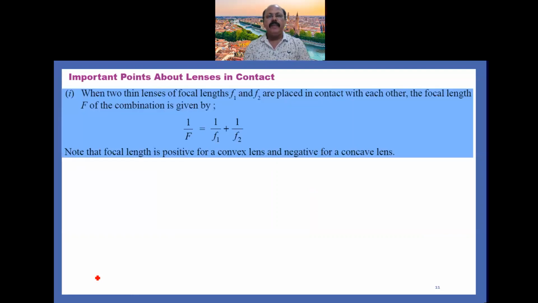The first one is when two thin lenses of focal lengths F1 and F2 are placed in contact with each other, then the focal length of the combination is given by 1 upon F equals 1 upon F1 plus 1 upon F2. Here you just note down, if one lens is convex and another one is concave, then you remember the sign conventions of focal length. In the case of the convex lens, the focal length is always positive. In the case of the concave lens, focal length is always negative.